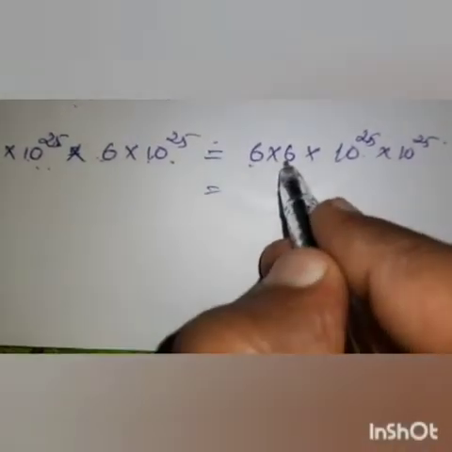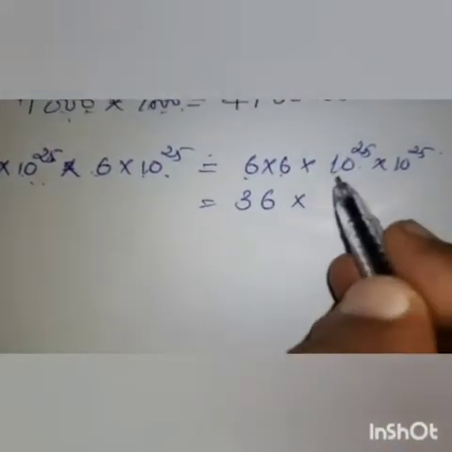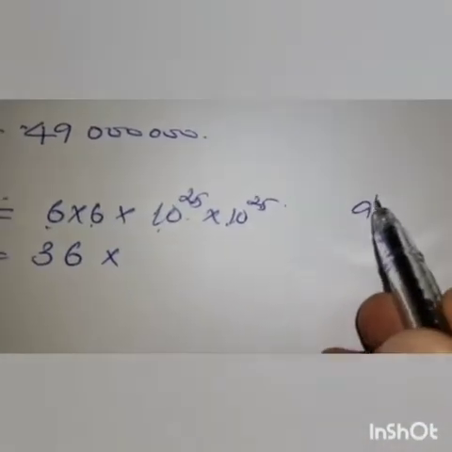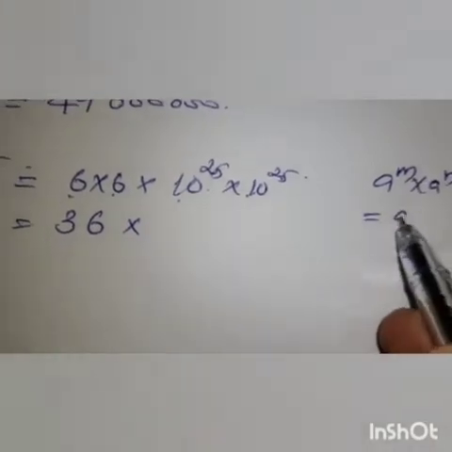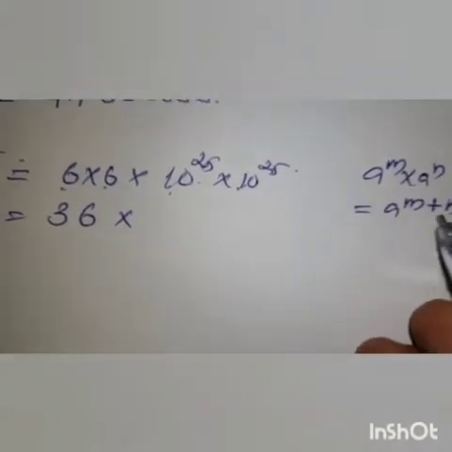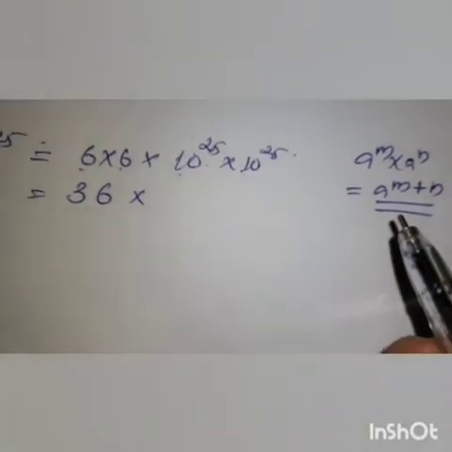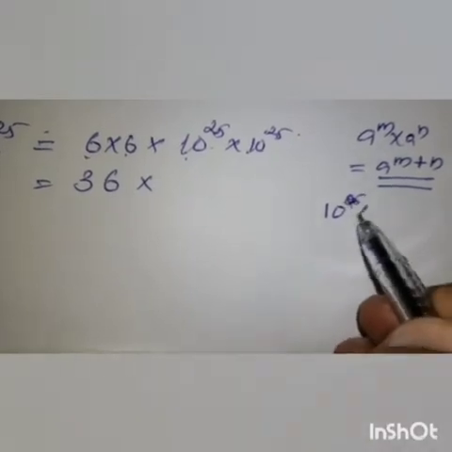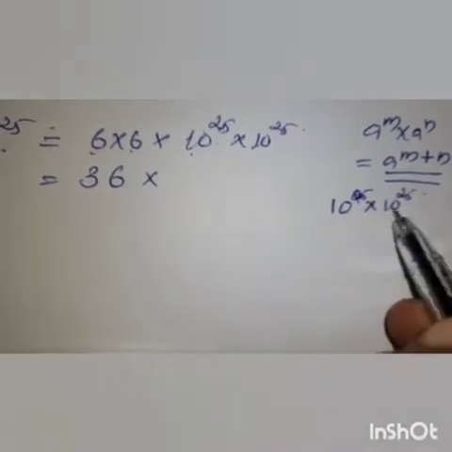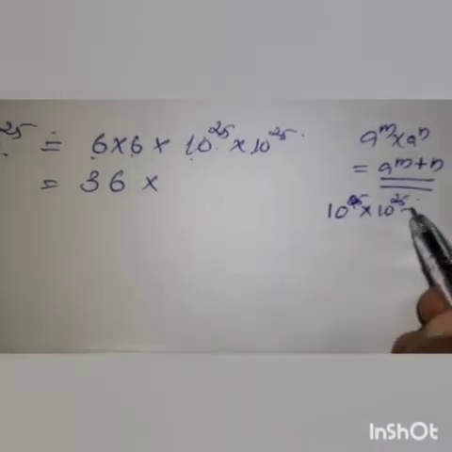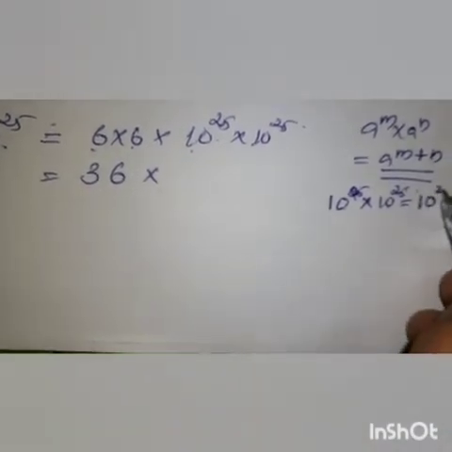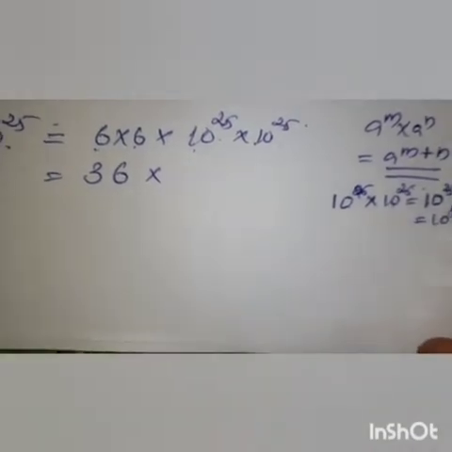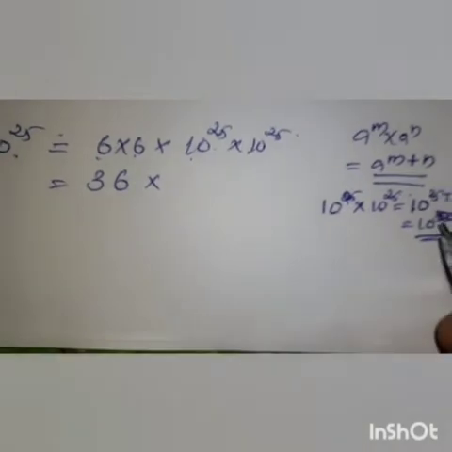6 into 6, how much? 36 into 10 raised to 25 into 10 raised to 25. How will you find that out? a raised to m into a raised to n is equal to a raised to m plus n. This we studied in the previous lessons. So 10 raised to 25 into 10 raised to 25, with the same base and different powers, what is the answer? 10 raised to 25 plus 25. We are getting 10 raised to 50, not 25. It is 10 raised to 50.